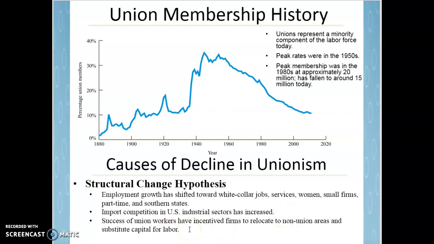And successive union workers have incentivized firms to relocate to non-union areas and substitute capital for labor. Interestingly, unions, to the extent they've been effective, it's had the unintended consequence of many companies having gone to areas where unions are less effective. They've relocated to those southern states. They've relocated to other countries in some cases where the probability of being unionized is lower. They've also moved from labor to capital. Makes sense, right? Capital doesn't unionize. Capital doesn't collectively bargain for higher wages. So capital, to the extent you can substitute it, may be a better alternative for the firm than labor.